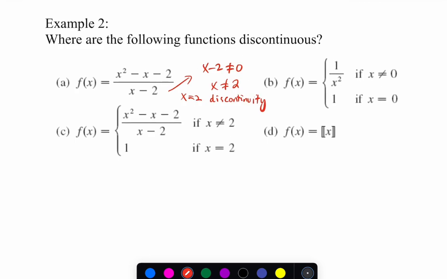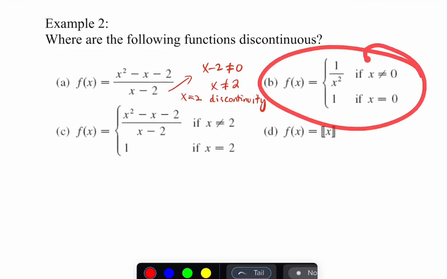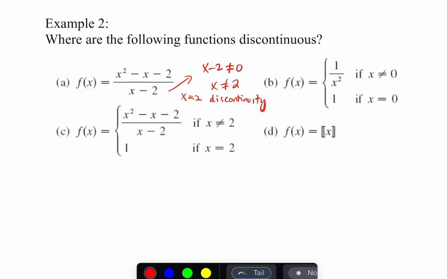Let's look at B. As we approach 0, well, first let me draw a very rough, ugly sketch of this graph. It looks like this. What is the limit as we approach 0? It's going to positive infinity, right? Both left and right sides are going up. What is the function value? What did they define the function to be at 0? What's the dot I put?